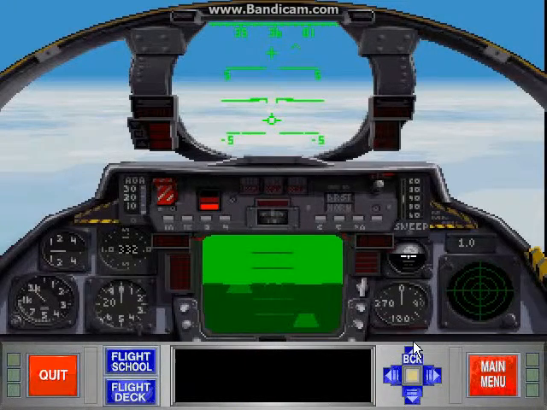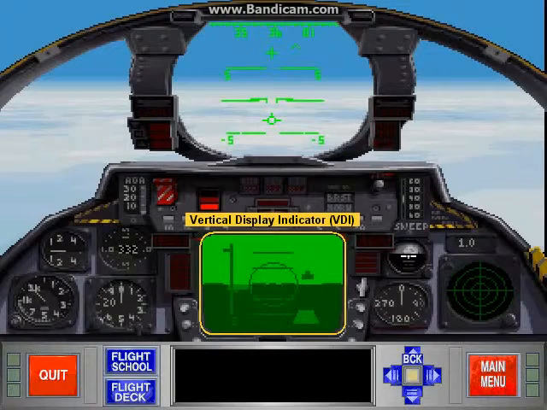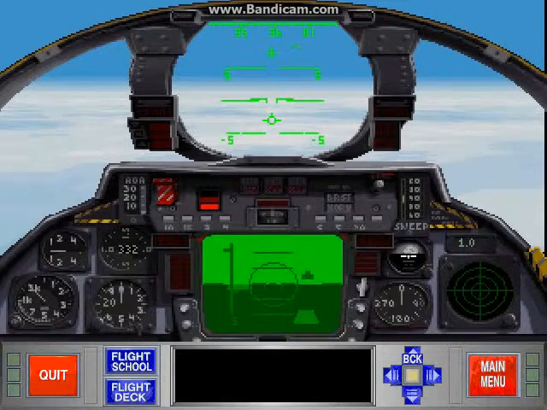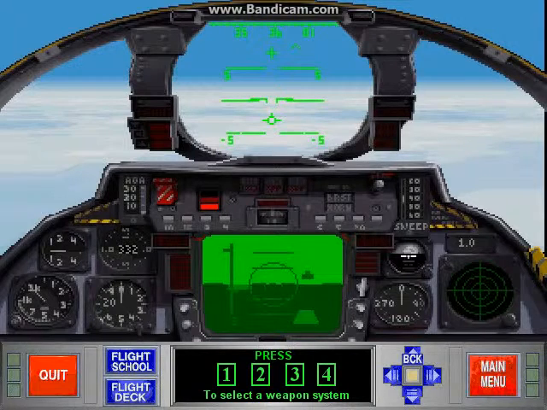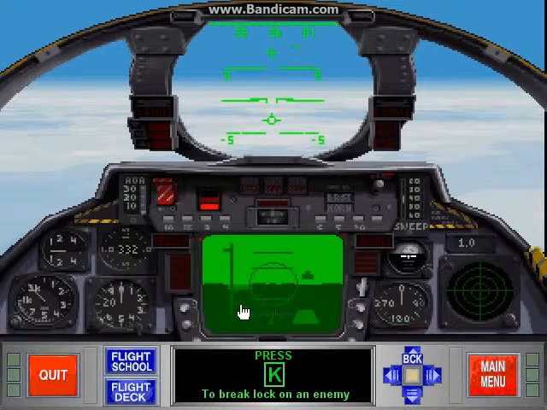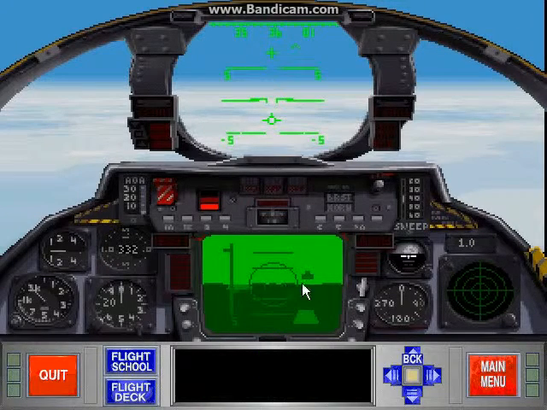Vertical display indicator selected. You are now in combat mode. Your vertical display indicator shows the locked enemy represented by the steering T. Press the 1, 2, 3, or 4 key to select a weapon system. Press the K key to break your lock on the enemy aircraft.